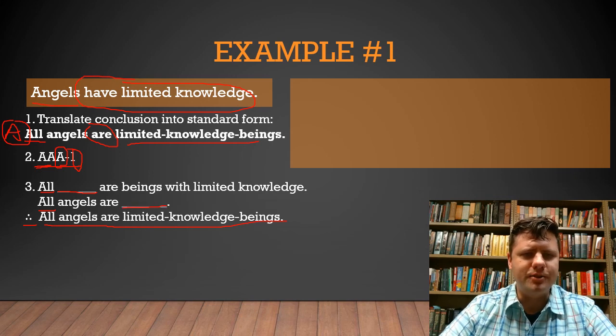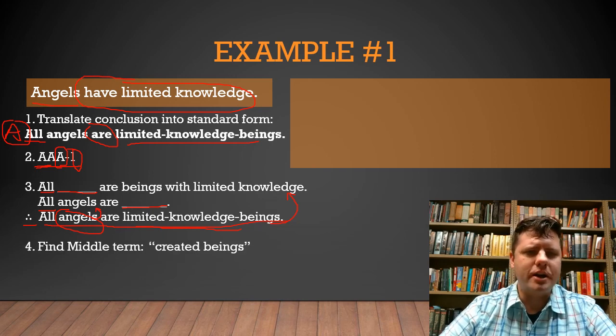And then we place, here's our major term. This goes into the major premise up here. And here is our minor term, angels, and that goes into the minor premise right here. And now we're just trying to find something that fits in the blank for step 4 that makes both these statements true. So all blank are beings with limited knowledge. All angels are blank. So in this case, we could come up with a term like created beings.